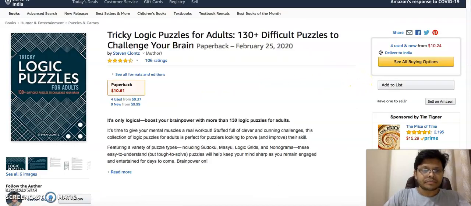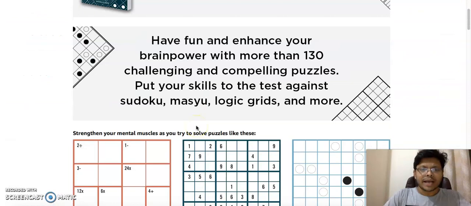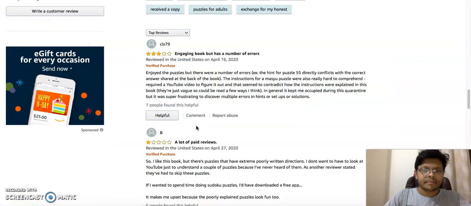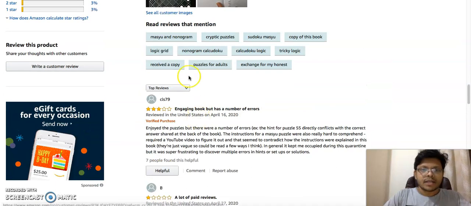And let's go ahead and look at another such listing. This is called Masio and Nonogram.